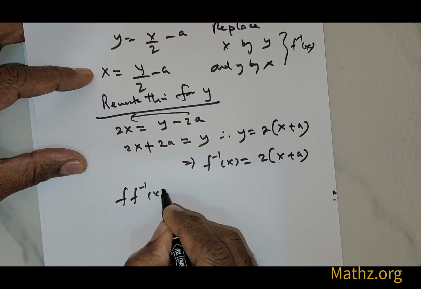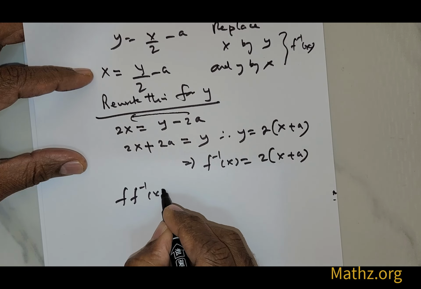So f of f inverse of x, what is that? That's going to be 2 times of (x + a), but my f of x is this, so substitute this value over there. So this would mean 2 times of (x + a) divided by 2, minus a. So 2 and 2 get cancelled, giving me x + a - a. Negative a, positive a goes off, giving me x. So this means clearly f inverse of x is indeed 2 times of (x + a).